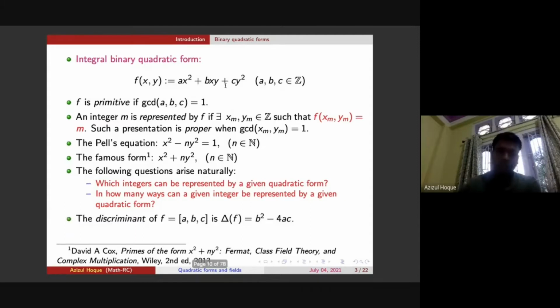Okay, so let us use this notation. f is equal to this one. This means ax square plus bxy plus cy square, basically this binary quadratic form. Now the discriminant of this is given by b square minus 4ac.